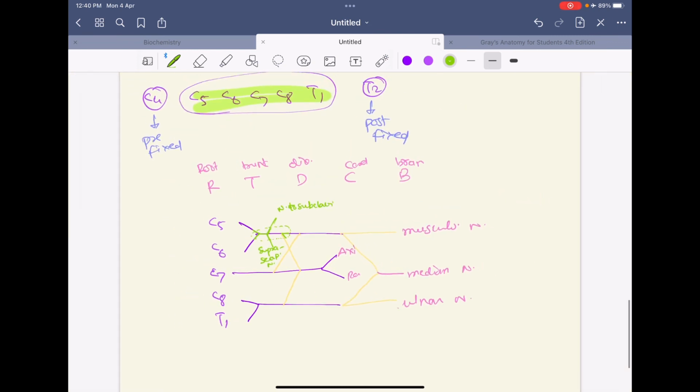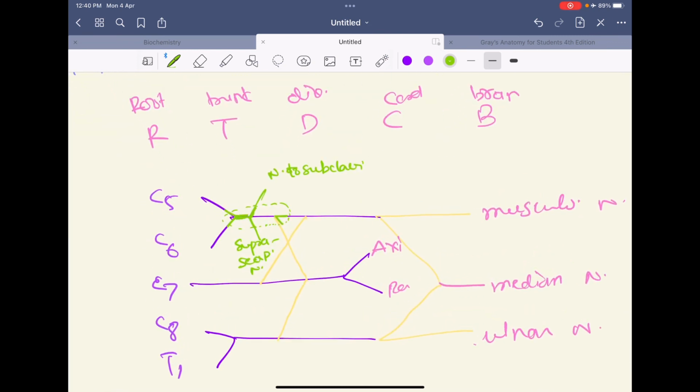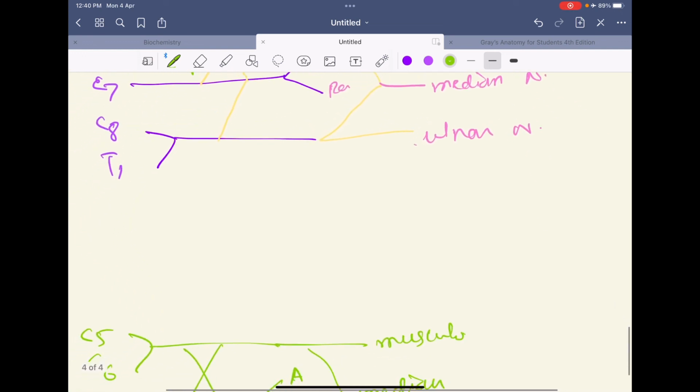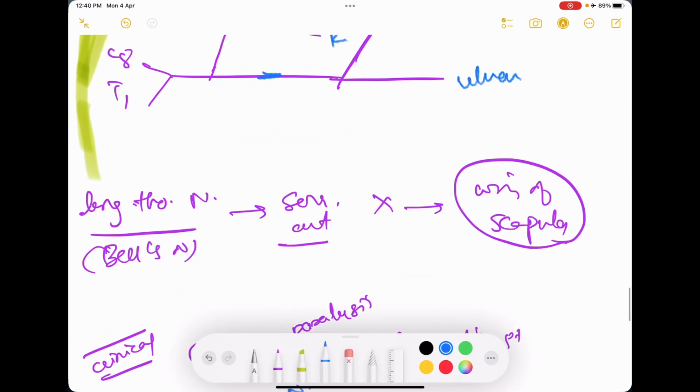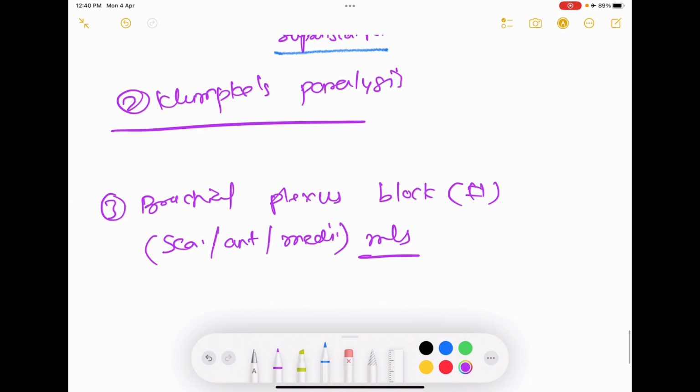The roots are forming here, and its trunk, and this gives divisions. This is anterior division, posterior division. So these are the 6 points. And there is one more important clinical point, called Klumpke's paralysis. Klumpke's paralysis is due to undue separation. It may occur during parturition.